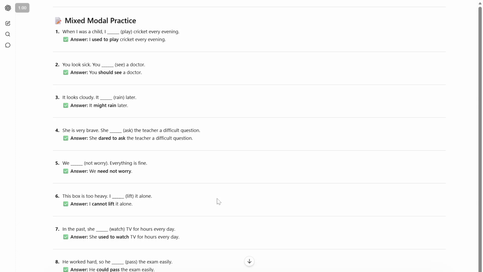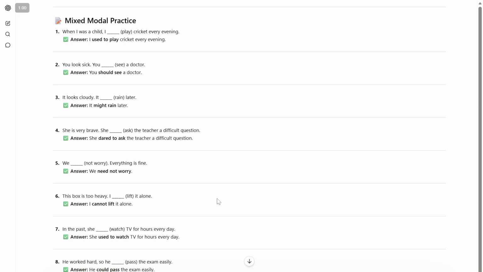4. She is very brave. She asked the teacher a difficult question. Answer: She dared to ask the teacher a difficult question. 5. We not worry. Everything is fine. Answer: We need not worry. 6. This box is too heavy. I lift it alone. Answer: I cannot lift it alone.